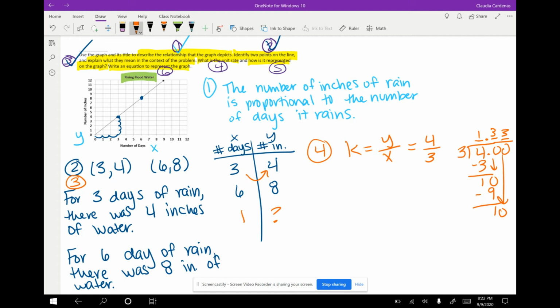And so in order to do that, instead of adding the decimal point, I'm going to stop when I get a remainder. So let's edit. So I had a remainder of 1.